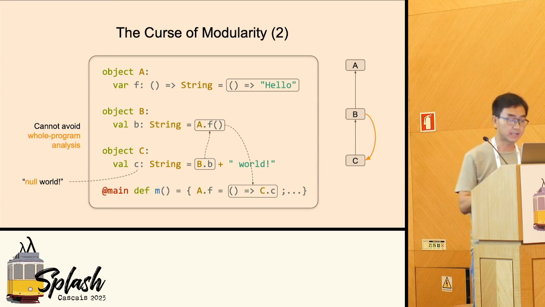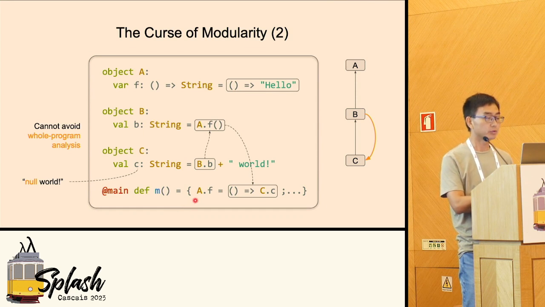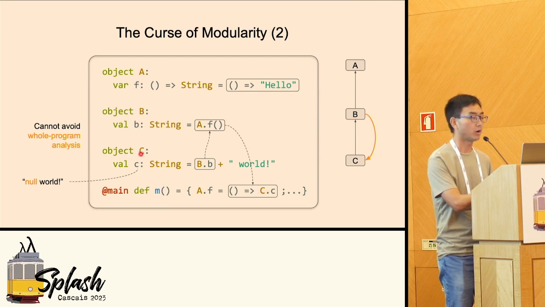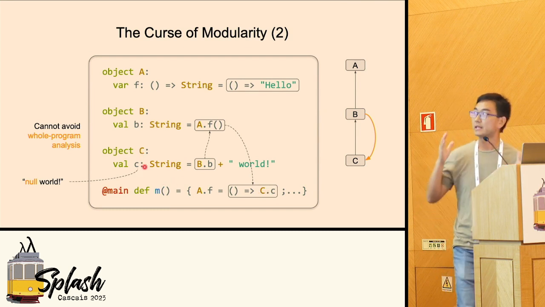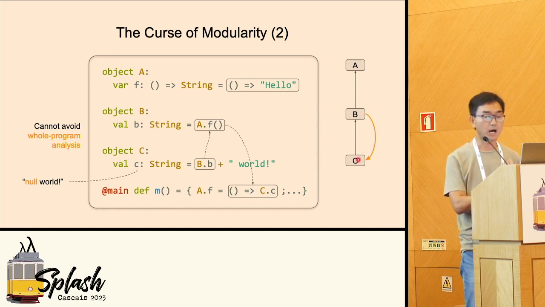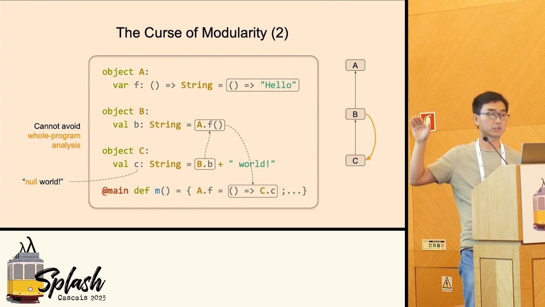Look at this slide. The only change we made is to mutate the field f of object A at the beginning of the program. So instead of returning just the hello, it reads the field C of object C. Now, suddenly, the initialization of object B would depend on object C. So now we have a cycle in the initialization dependence graph.